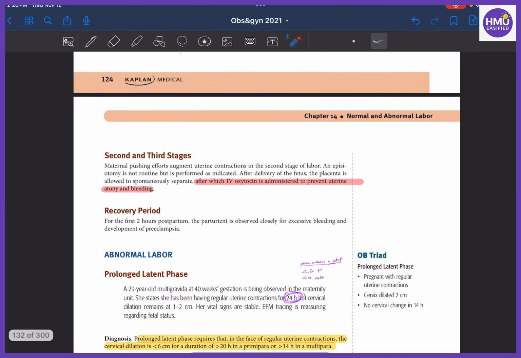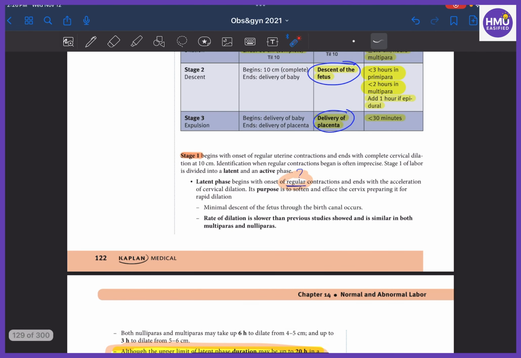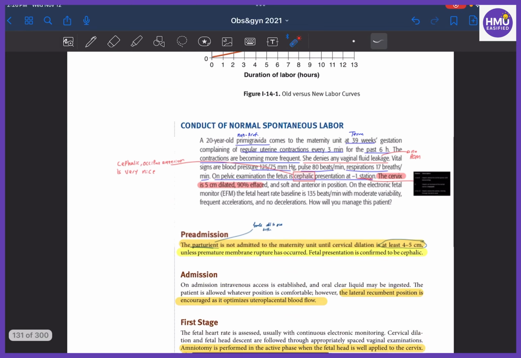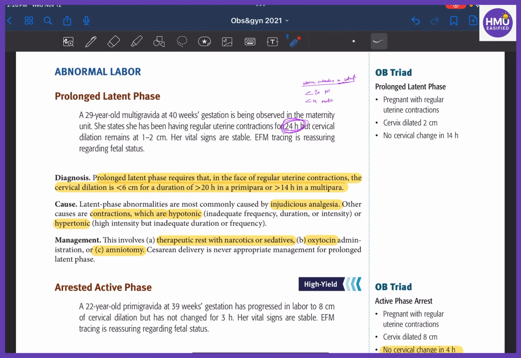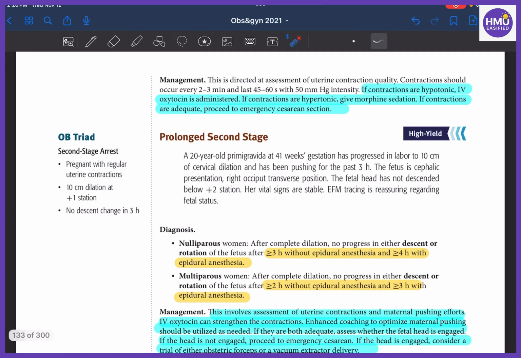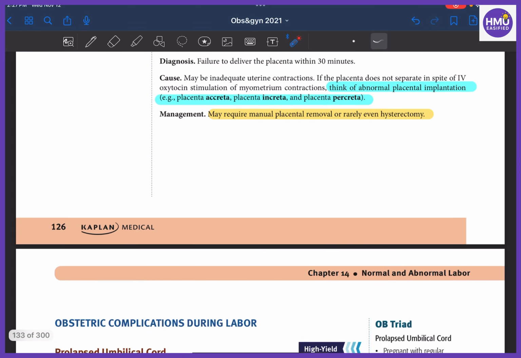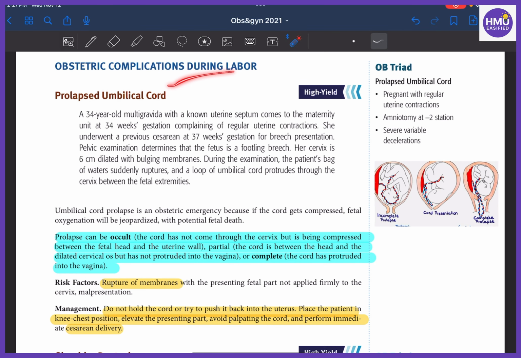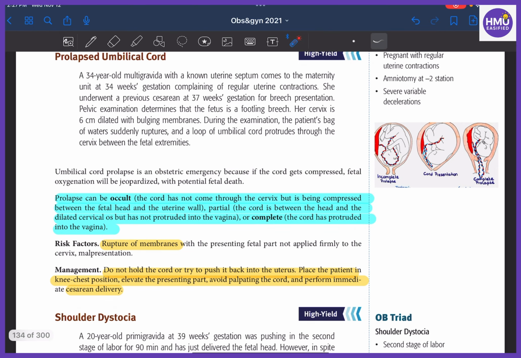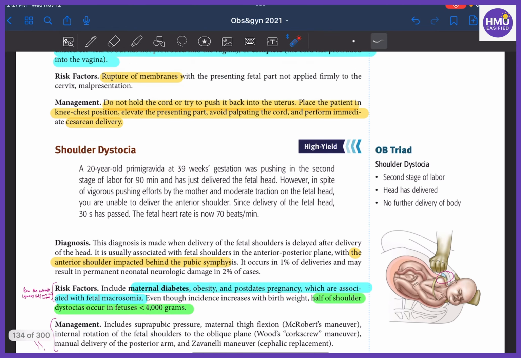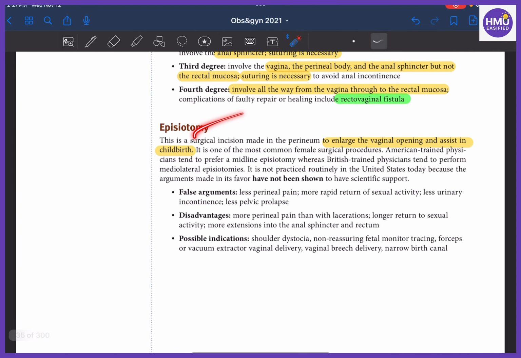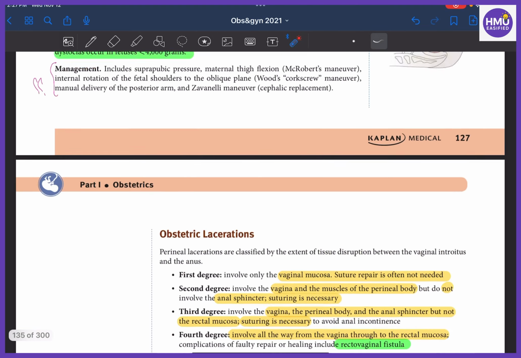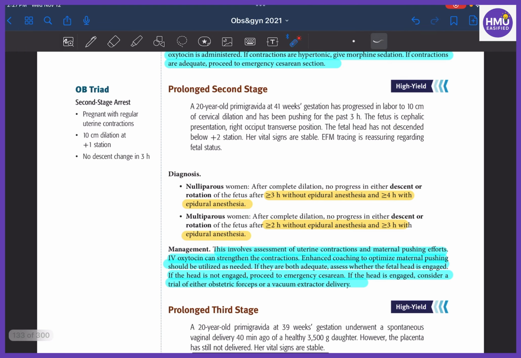Okay, so in this video, we talked about the stages of labor and the abnormalities in the stages. I'll talk about it in the second part, inshallah: prolonged latent phase, active arrest, prolonged second stage, prolonged third stage. We also have some obstetric complications during labor, which are more important to us: prolapsed umbilical cord, shoulder dystocia, obstetric lacerations, episiotomy. And that's the end of the chapter. I'll hopefully cover these in the next video.